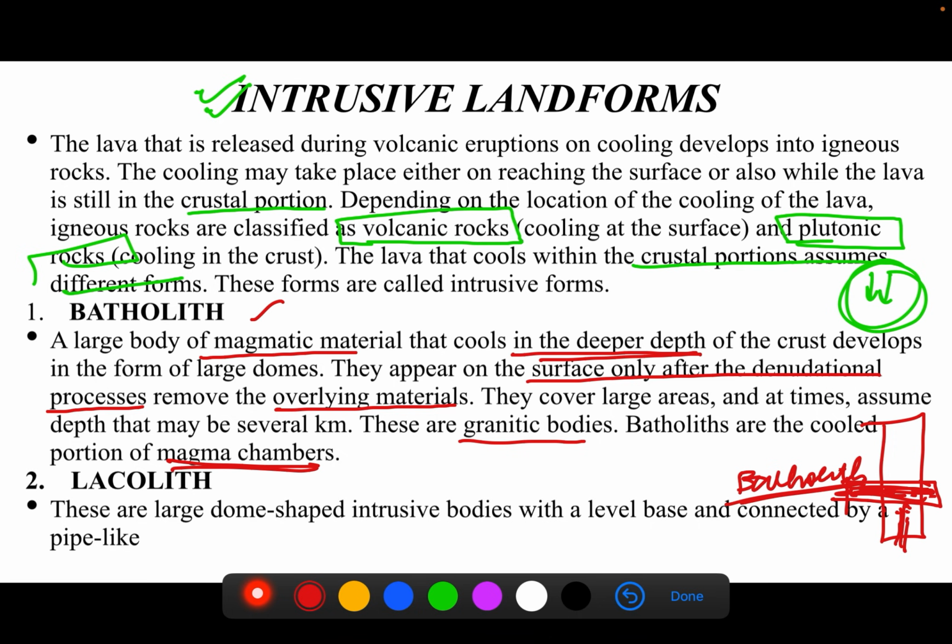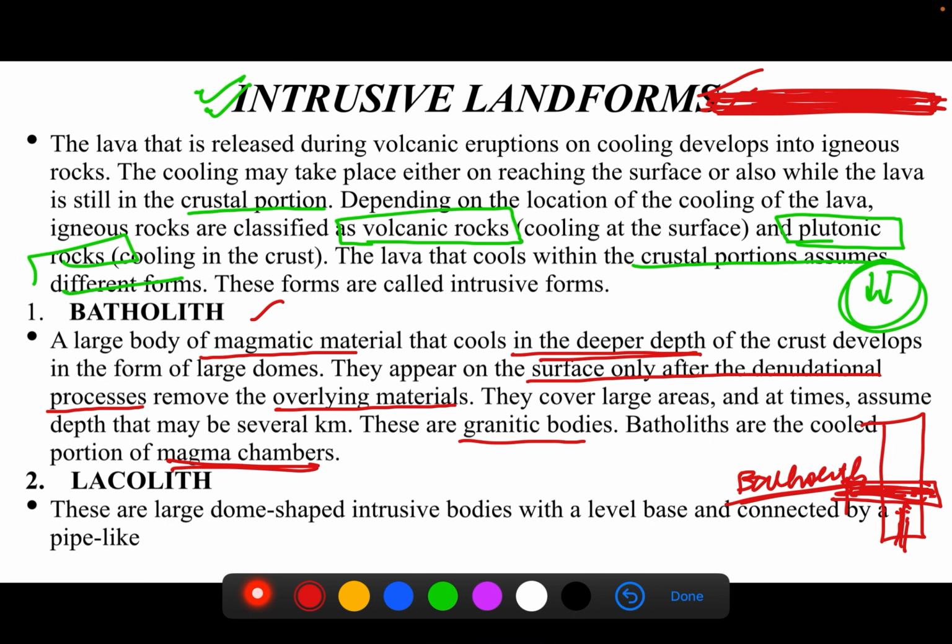Just imagine that a huge layer of water is present. Suddenly the temperature decreases and it all freezes. This is the batholith of ice, and just consider it in the case of lava, so you will understand and be able to imagine.